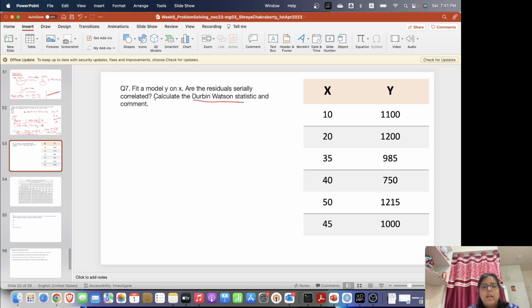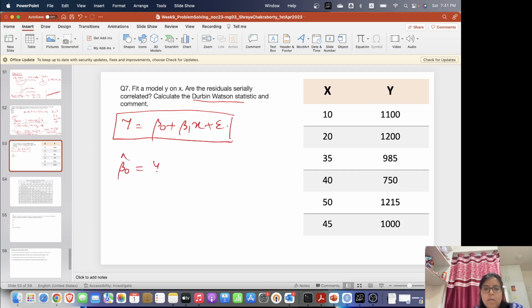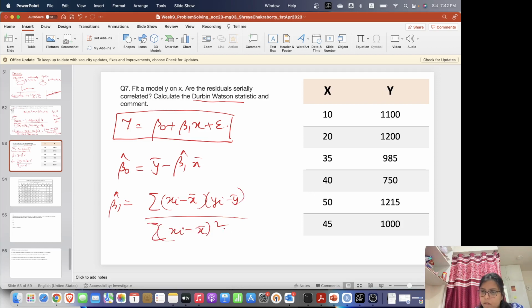So if you just fit an OLS y equal to, let's say, beta naught plus beta 1 x plus epsilon, this is my OLS model. Okay, so beta naught hat will be y bar minus beta 1 hat x bar, and beta 1 hat will be summation (xi minus x bar)(yi minus y bar) by summation (xi minus x bar) whole square. So we can easily use these formulas to calculate beta naught hat and beta 1 hat.